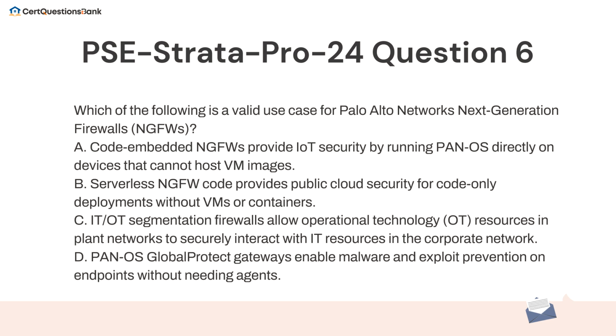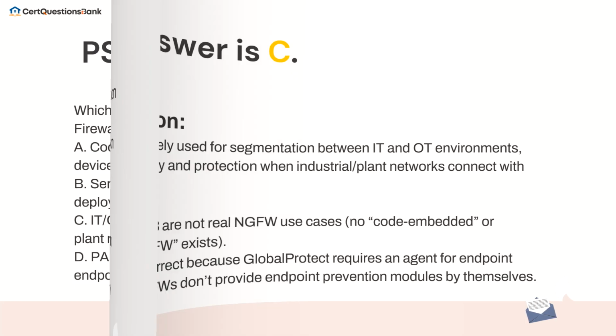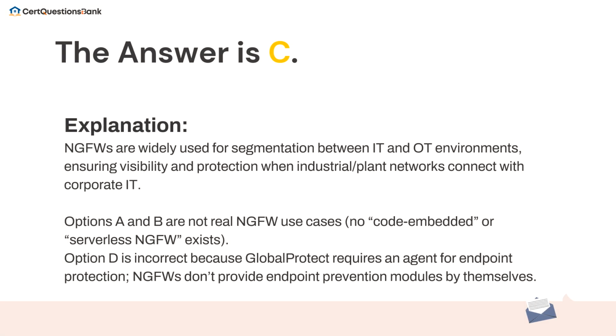C. IT/OT segmentation firewalls allow operational technology, OT, resources in plant networks to securely interact with IT resources in the corporate network. D. PAN-OS Global Protect gateways enable malware and exploit prevention on endpoints without needing agents. The answer is C.